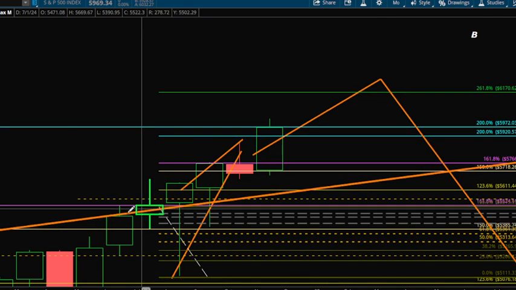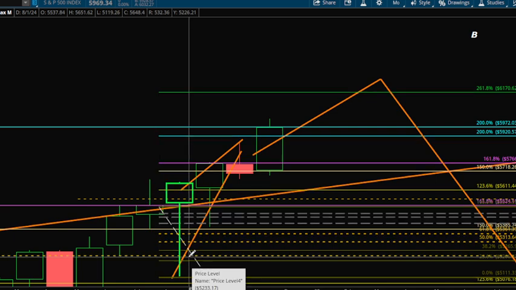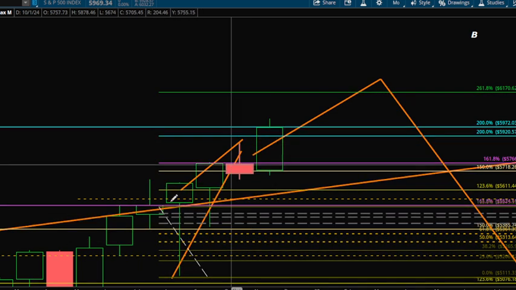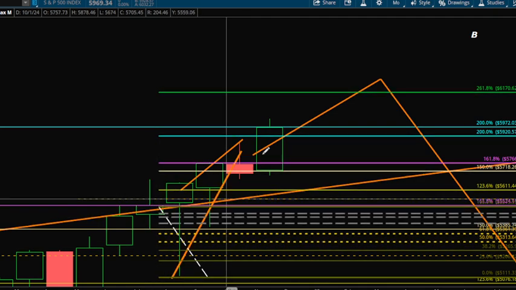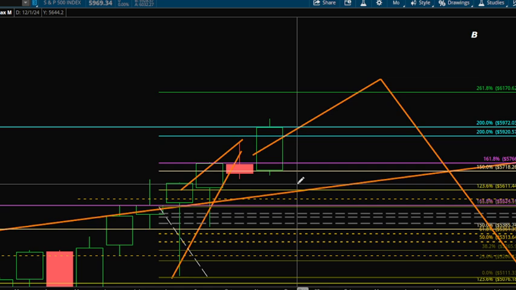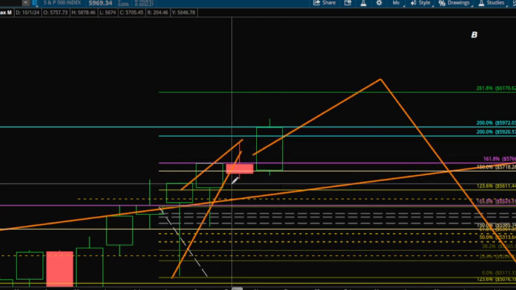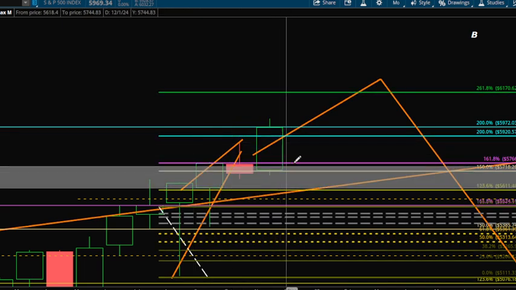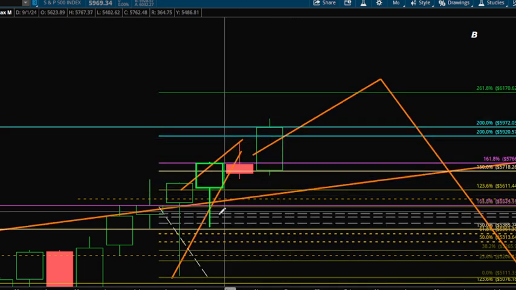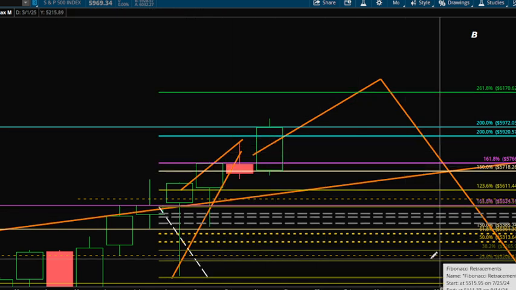So I've got kind of an expanding flat here, A, B, C, and then this would be just one move, an A, and then from here I measured, that's where I got the B, so A, B, and then we start a little bit of a pullback, and then I'm counting this as an ending diagonal from this section here. So this might be a 1, 2, 3, 4, 5, and then break down.